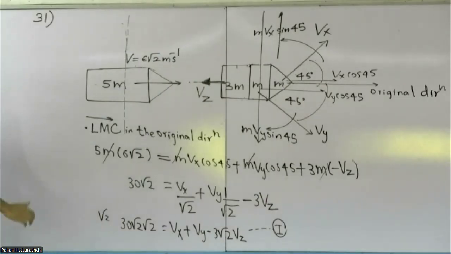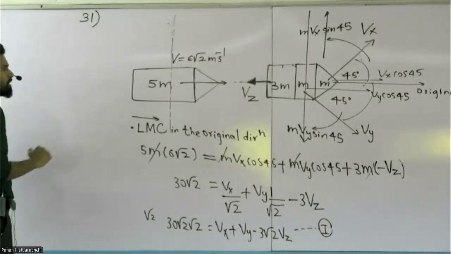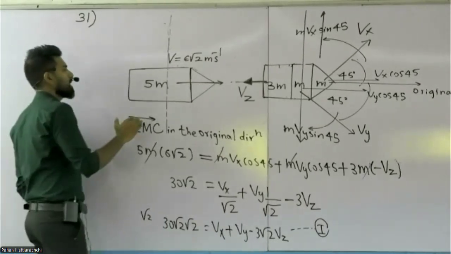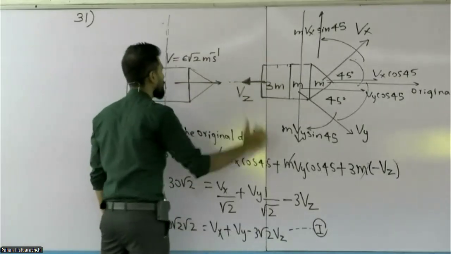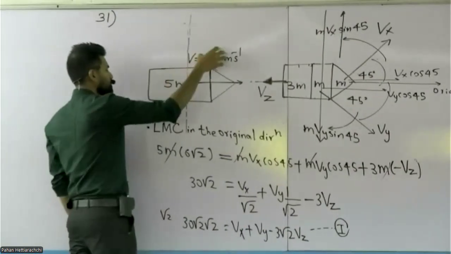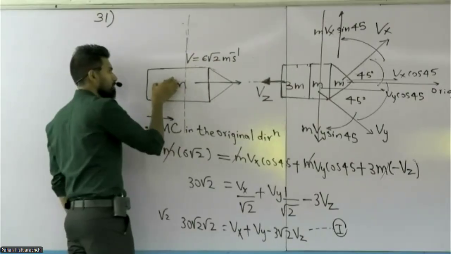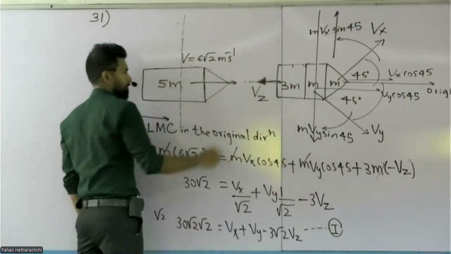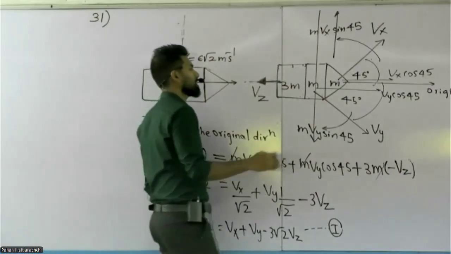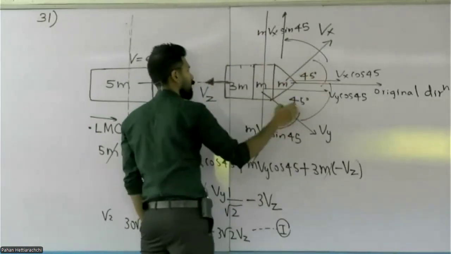Now, there are many unknowns. So you can't find all these things from a single equation. You have to use many equations. So I thought of applying linear momentum conservation in the initial direction. 5m into 6√2 is the initial momentum in the original direction. What is the momentum after the explosion in the original direction?